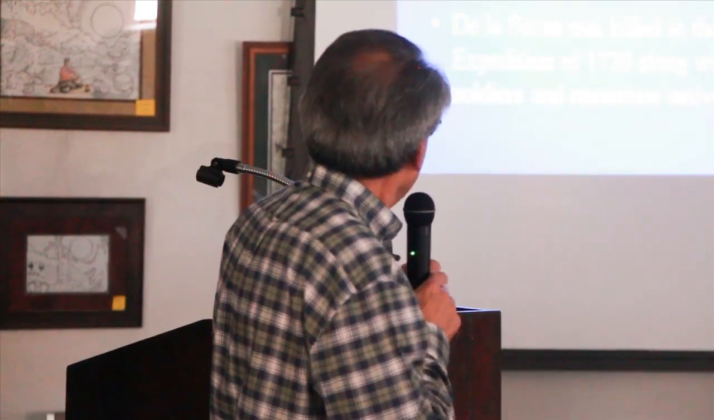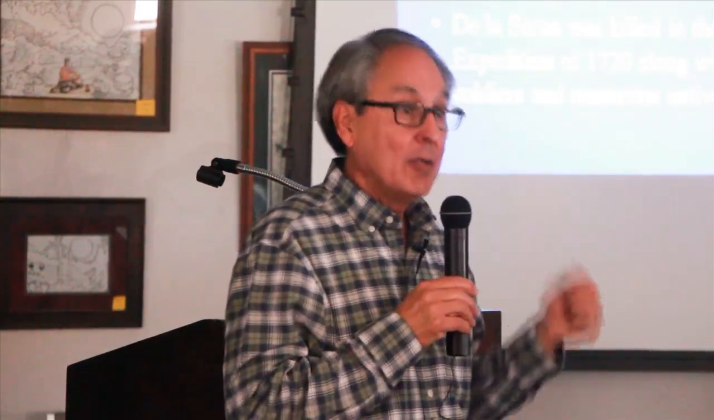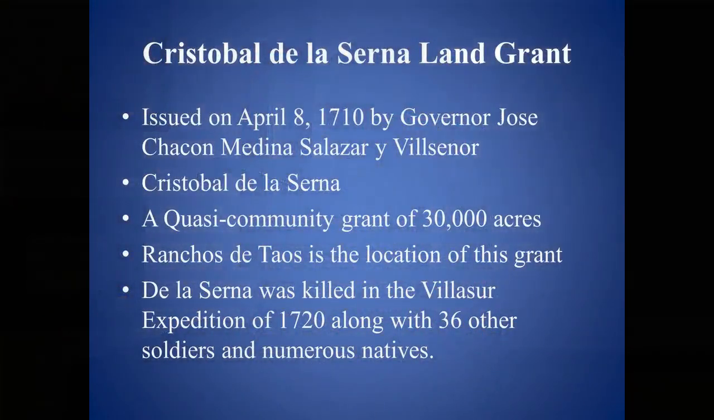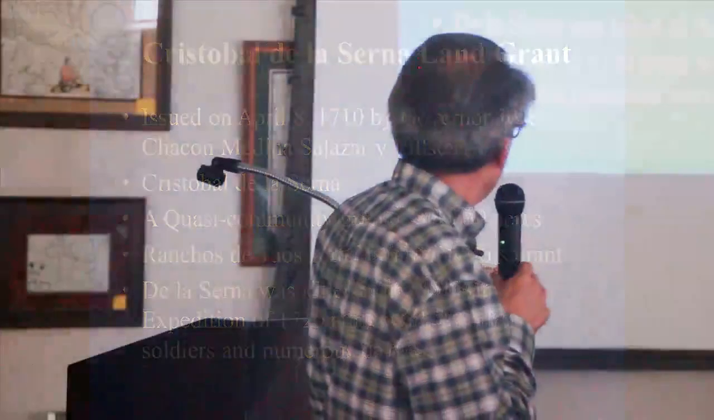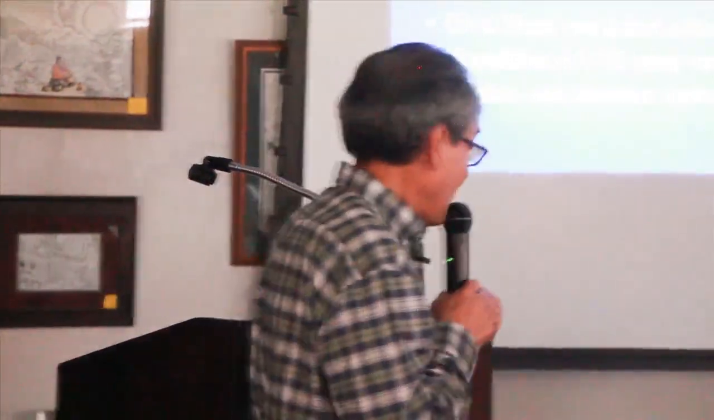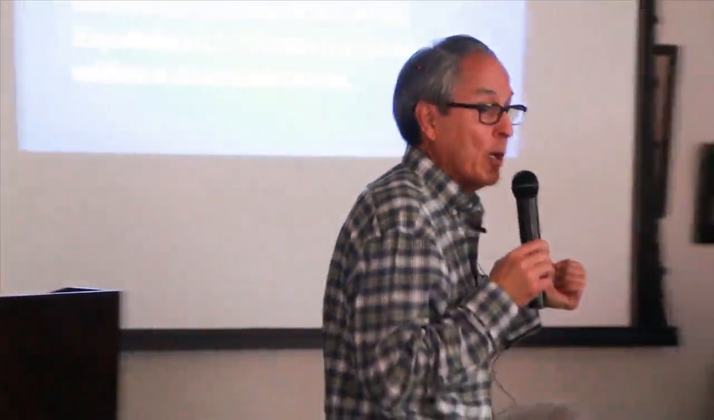Go ahead, Bill. This one is the oldest in Taos. This is the Cristal de la Serna land grant. It was issued in 1710 to Cristóbal de la Serna by Governor José Chacón Medina Salazar y Villaseñor. It was a quasi-community grant of 30,000 acres. It is now where Ranchos de Taos is. So if you picture the 1700s, the only people living up there are the Taos Pueblo Indians. That's all that's there.